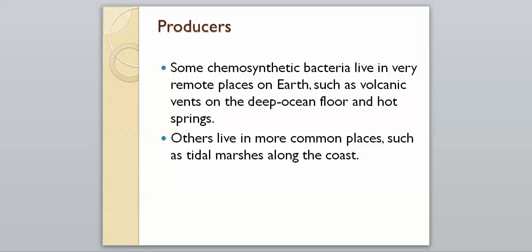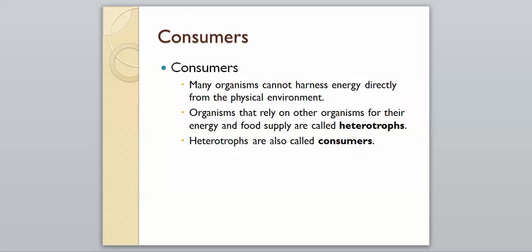Now we have the opposite of a producer, a consumer. There are many organisms that cannot harness energy directly from the physical environment. That means they can't make their own food from the sun, or from different chemicals that are around. These organisms that rely on other organisms for their energy and food supply are called heterotrophs, and another word for heterotrophs is consumers. These are things that have to eat something else to obtain their energy. They can't go out and make their own food. And again, us cooking breakfast for ourselves is not making our own food.